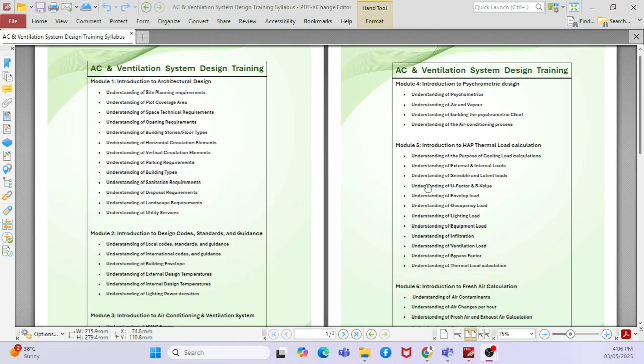Yeah, we are ready to go now. See, as I told you, we are going to start with the HAP thermal load calculation.